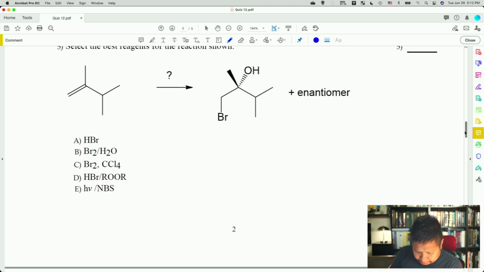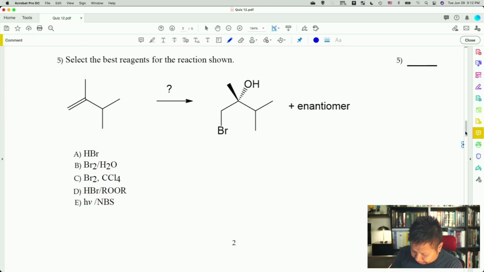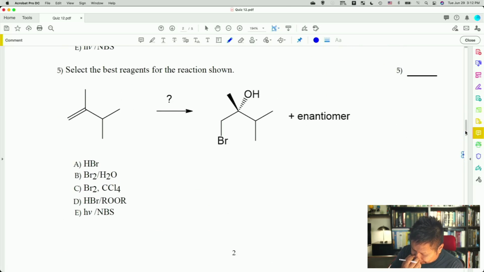Next, oops, went too far. Can't read the question. There it goes. Select the best reagents for the reaction below. This is the halohydrin formation. And in the halohydrin formation, we always have to use bromine and water, right? Makes sense, right? We have the OH there and the bromine there, and it's an enantiomer, of course.